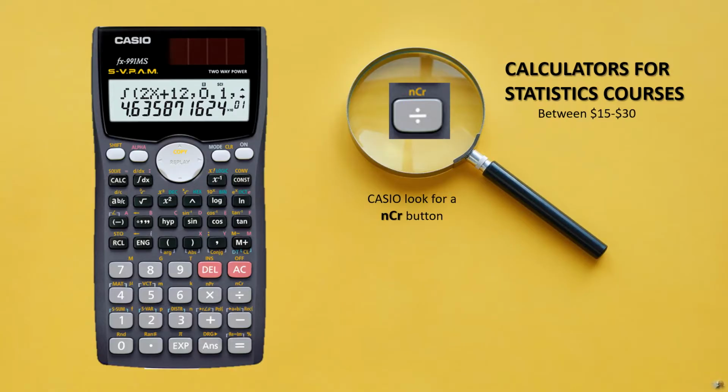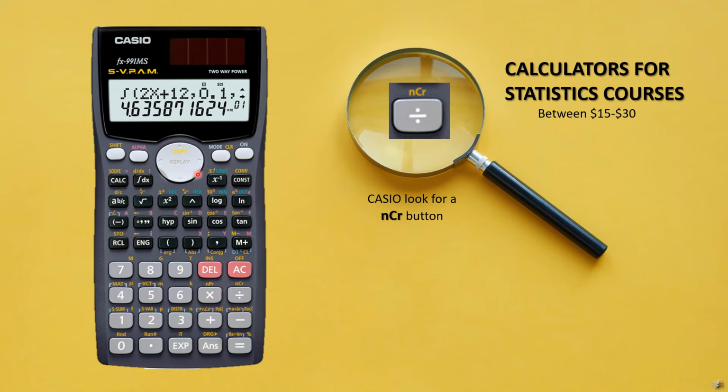If you're in a program-required statistics course, like something for psychology, child and family studies, nursing, any of these social sciences where you have to take a mandatory stats course, I'm going to recommend a few different calculators. The first thing you're going to want to do is look for the NCR button on the calculator. On this Casio, it's right here above the divide sign. If you have the NCR button, you have all of the other probability buttons that you'll need for this course, like the NPR and factorial.